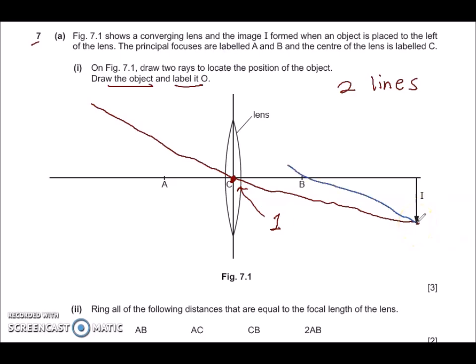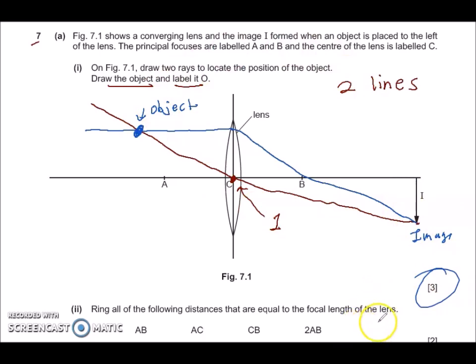Pass through the focus point over here. Once you hit this point, exactly at the center, you draw a straight line. So you can see this is where the object is. This is your object and this is the image. This is how you draw it. Remember how to draw this in case they give you the image and ask you to draw the object. So this is the 3 marks for you. You okay?